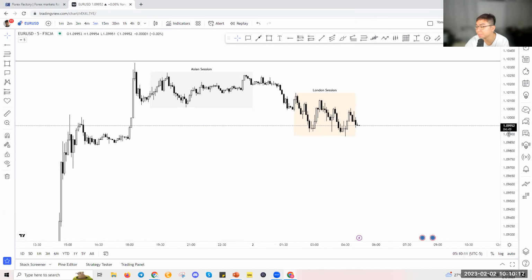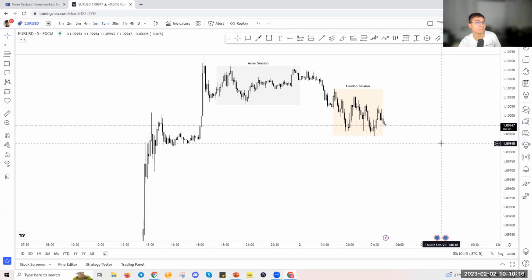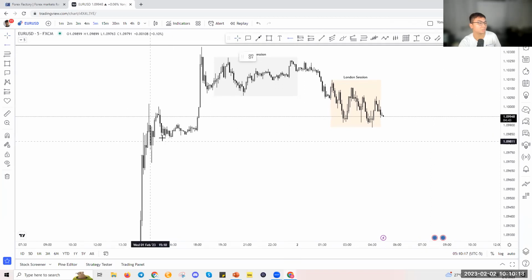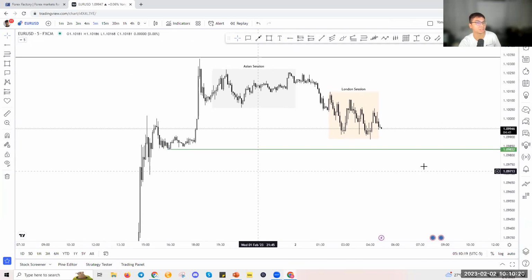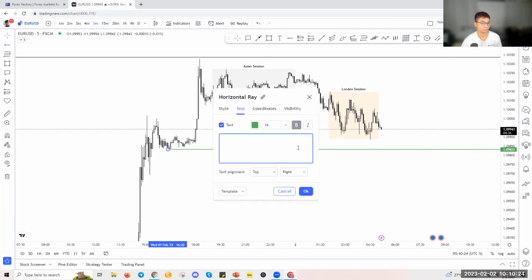So I can possibly, at this moment in time, expect price to continue bearish downwards, likely to clear this low right here. That could be a near-term target that we are looking at. So this is the near-term target to look at.